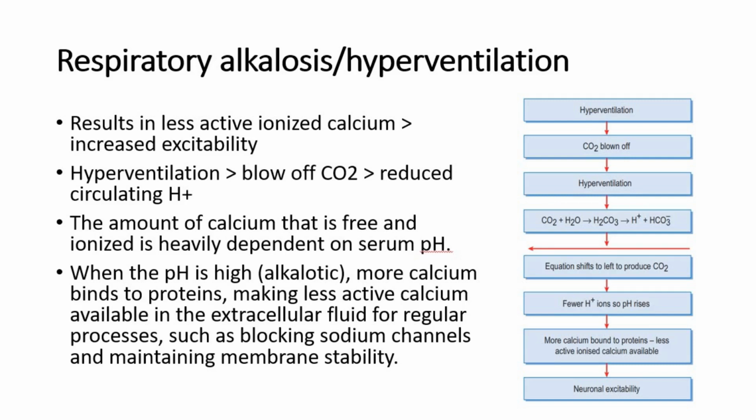When a patient hyperventilates, they blow off carbon dioxide. The alteration in carbon dioxide shifts the Henderson-Hasselbalch equation in favor of carbon dioxide production, in order to replace losses. This causes a drop in circulating hydrogen ions.